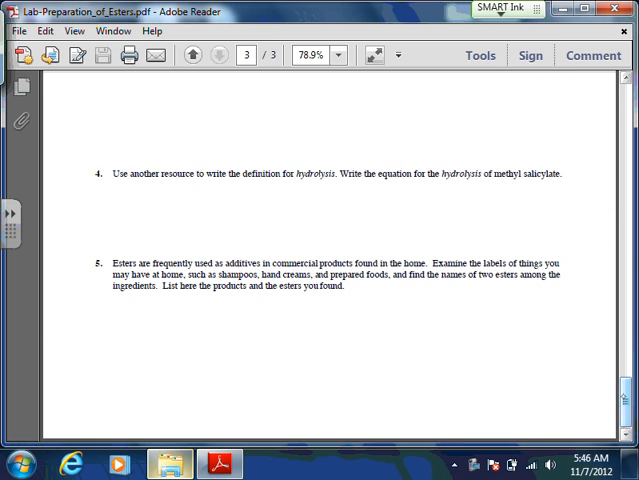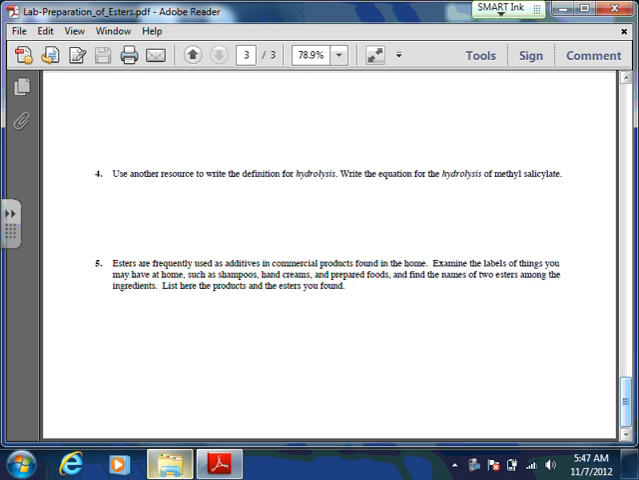and then they want you to write the equation for the hydrolysis of methyl salicylate. So you're going to have to look up the structure again of methyl salicylate, or at least the chemical formula of methyl salicylate. And remember that the hydrolysis reaction is going to be the methyl salicylate plus water, and then you need to figure out what organic acid and what alcohol are going to be made when that breaks apart. Okay, so again, you're going to have to do a little bit of research on that one as well.